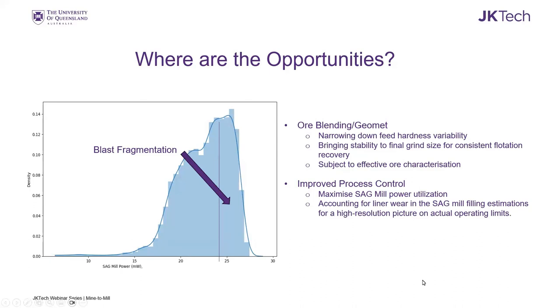And also the opportunities are in improved process control, maximizing SAG mill power utilization, accounting for liner wear in the SAG mill's fillings, and estimations for a high resolution picture of the actual operating limits.